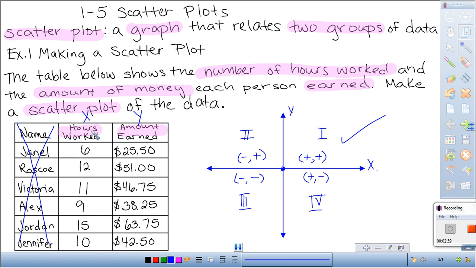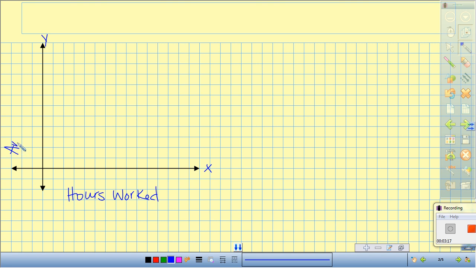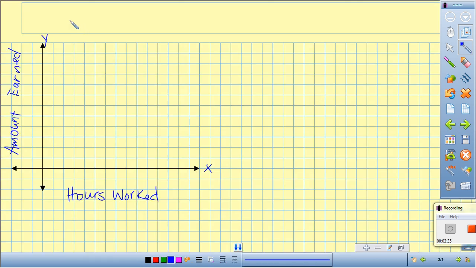So let's go ahead and put that on there. Hours worked is our x. So x-axis is hours worked. And our y-axis was amount earned. So that's what I'll put on my y-axis. We have to let people know what these points mean. So we have to label our x and y axis so people know what it is that we're graphing. We also want to give them a title for our graph. So since we're talking about these are different students and the money that they're making, you could call it student earnings.